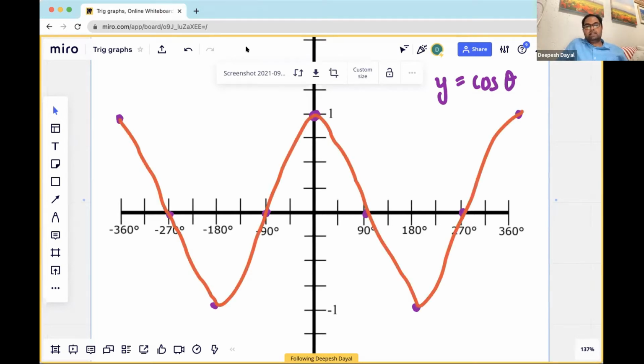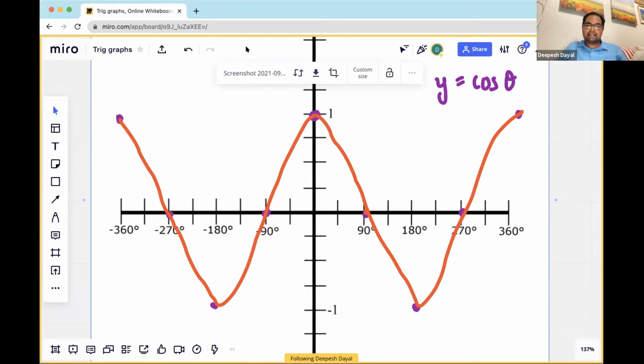Not so bad, and don't feel scared to draw it because you've got your pencil. You can draw it with a pencil and an eraser. As you can see, my graph is not perfect, but you can try your best to make it as decent as possible, going through all the points, all right?